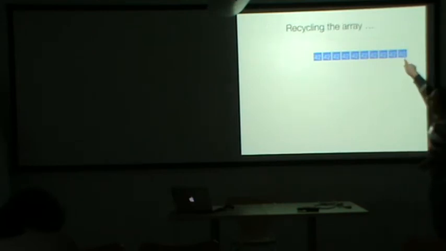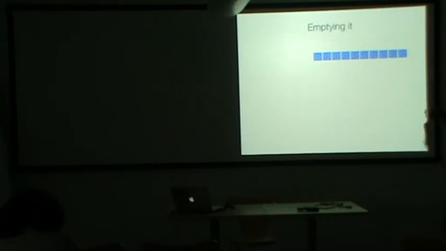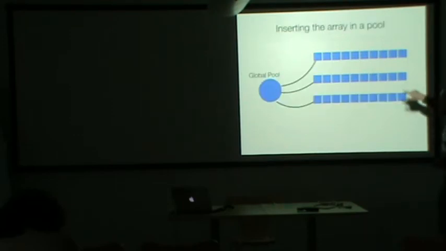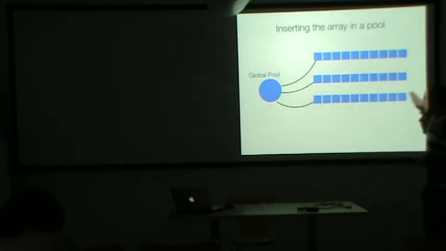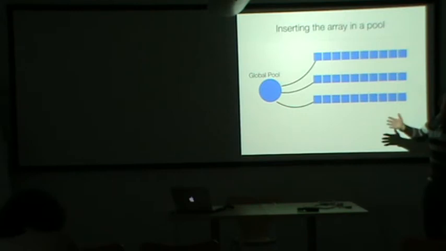Actually, that array here, we recycle it by emptying it first. We need to empty it because we want to get rid of the references to some object and prevent the garbage collector from cleaning the memory early. So we clean that object and we insert it in the global pool. That pool can actually have a lot of arrays of different sizes. Most of the sizes contained in the pool are 10, because this is the default capacity.